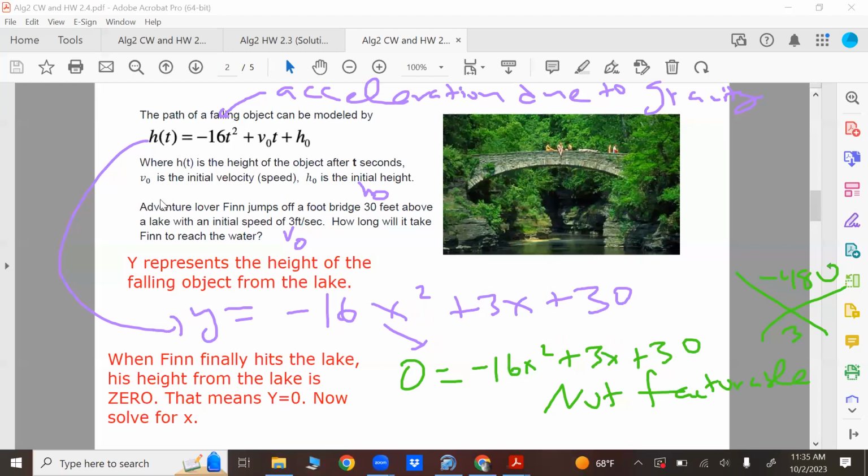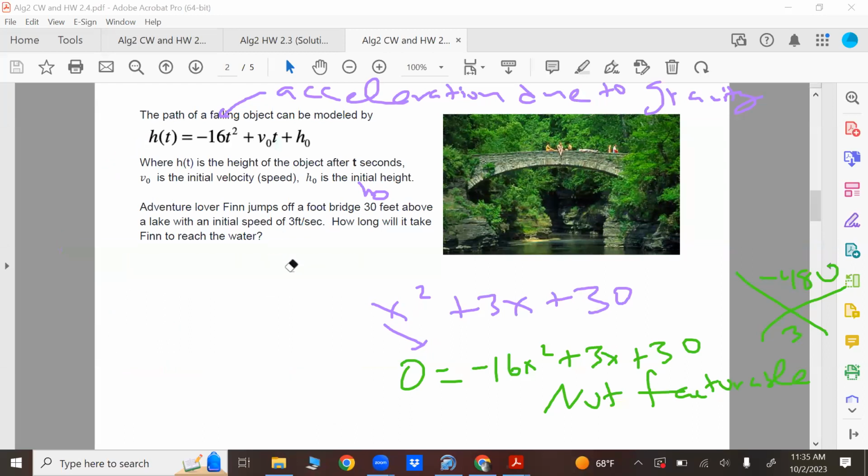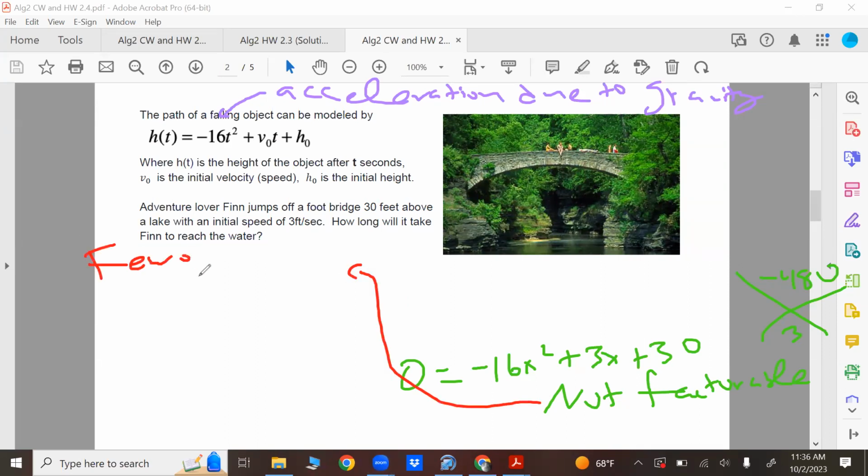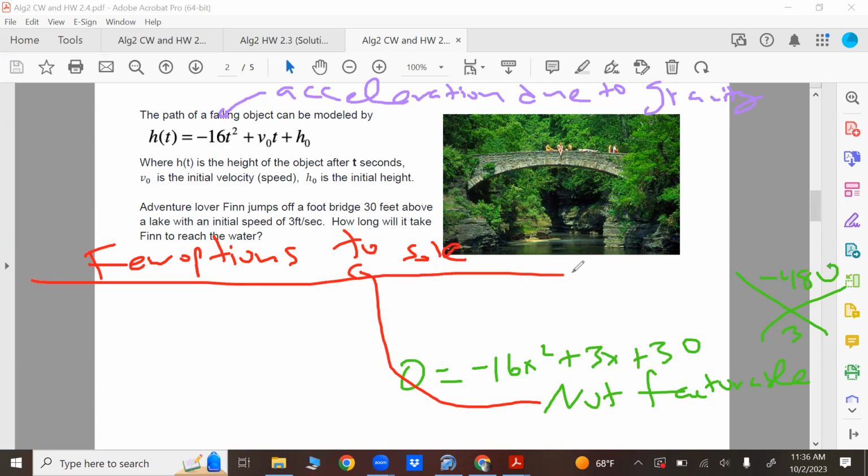So let me erase the other stuff here really quickly. It's not factorable, so you could do this. There's a few options to solve. Here are your options. Let me get my stylus out, it'll be easier.